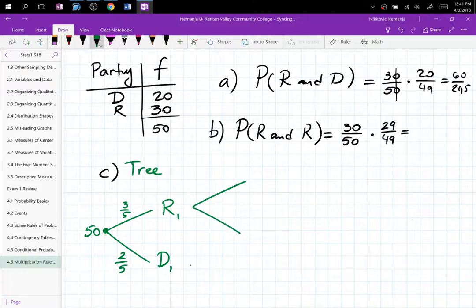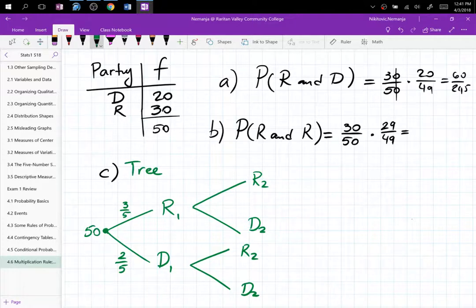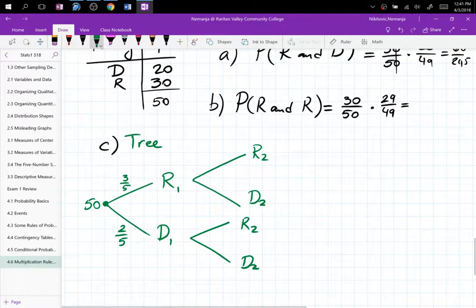Now each one of these will branch into the second round where you get to pick a Republican or a Democrat, or a Republican or a Democrat. So that's the second round of picking that we get to do. So now if we are picking a Republican and then another Republican, remember that both numbers go down. So that's going to be what we had, which is 29 over 49. But if you want to pick a Republican then Democrat, since we picked a Republican in the first draw, the number of Democrats stays 20 over 49.